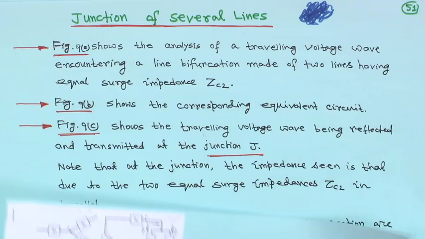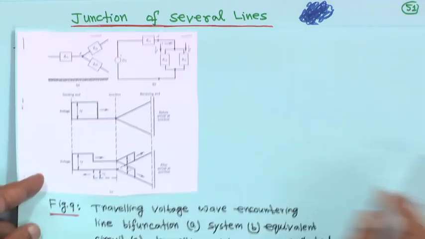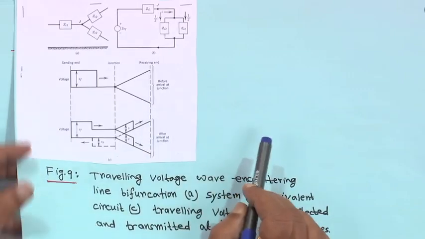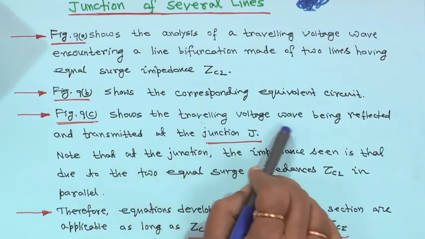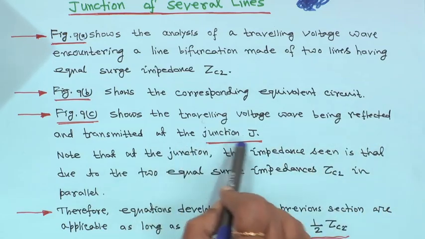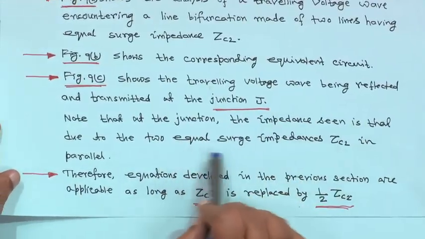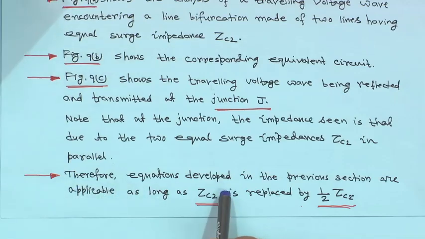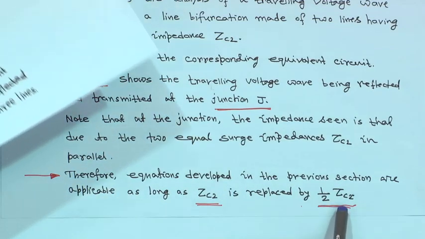Now, this figure 9c is actually a travelling wave, only the voltage is shown. Figure 9c shows the travelling voltage wave being reflected and transmitted at the junction J. At the junction J, the impedance seen is that of the two equal surge impedances ZC2 in parallel. Therefore, the equations developed in the previous sections are applicable as long as ZC2 is replaced by half ZC2.